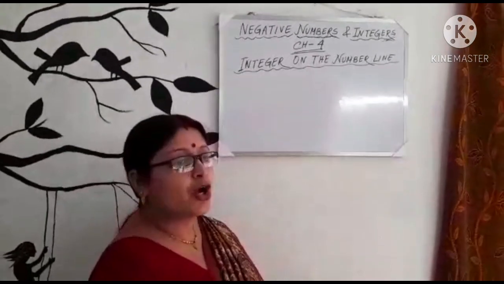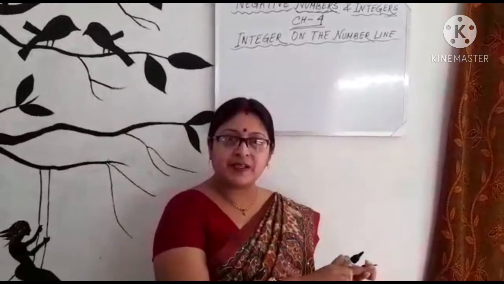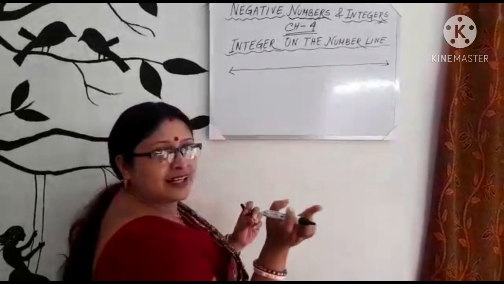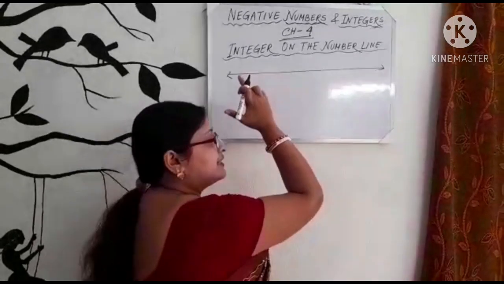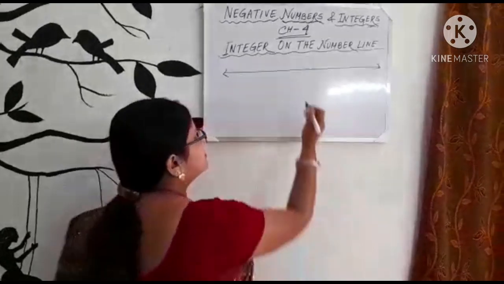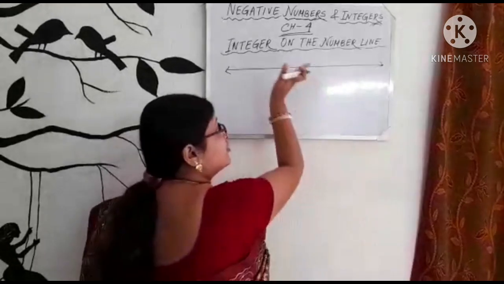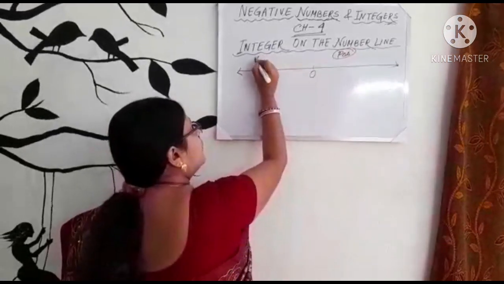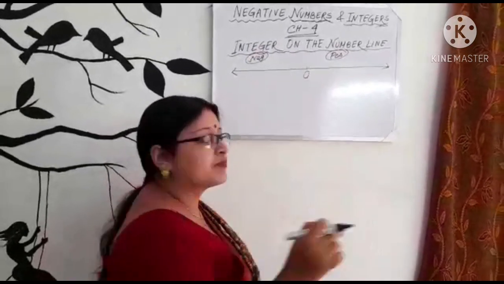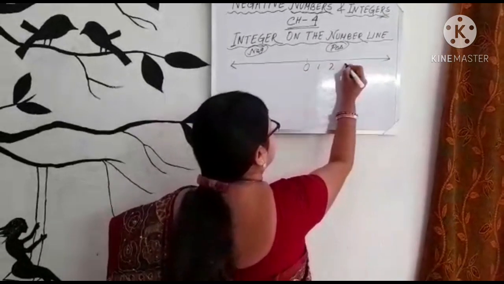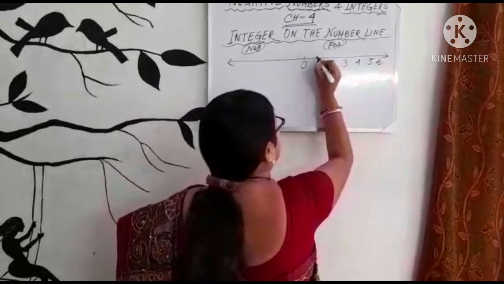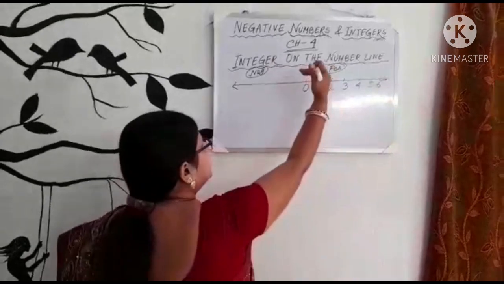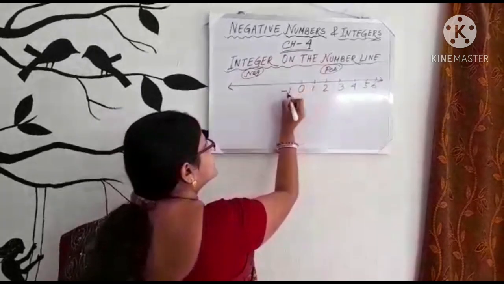Integers on the number line. Already we have discussed that integers mean negative numbers, zero and positive numbers. So, at first we have to draw the number line. Clear? In this number line, we have negative numbers, zero and positive numbers. So, at first zero. Clear? On the right hand side of the zero, all the numbers are positive numbers. And on the left hand side, all the numbers are negative numbers. Now you see, we will place the numbers 1, 2, 3, 4, 5, 6. Okay? So, on the right hand side of 0, all the numbers are positive, and on the left hand side of 0, all the numbers are negative.